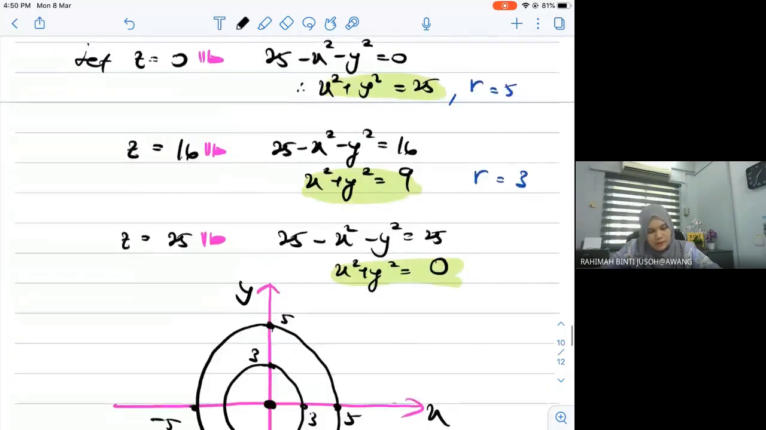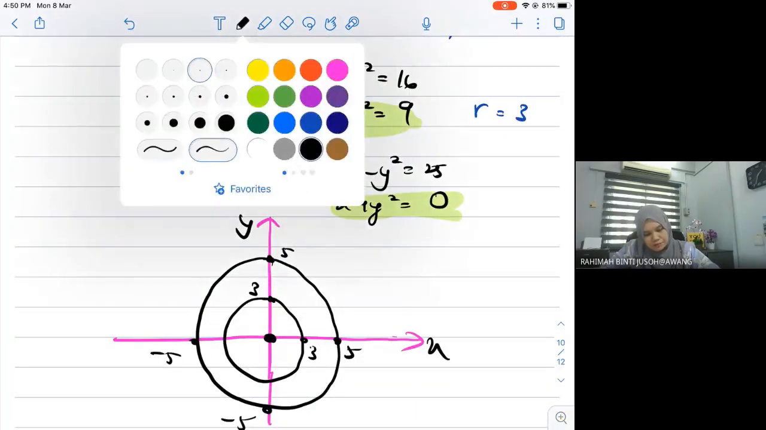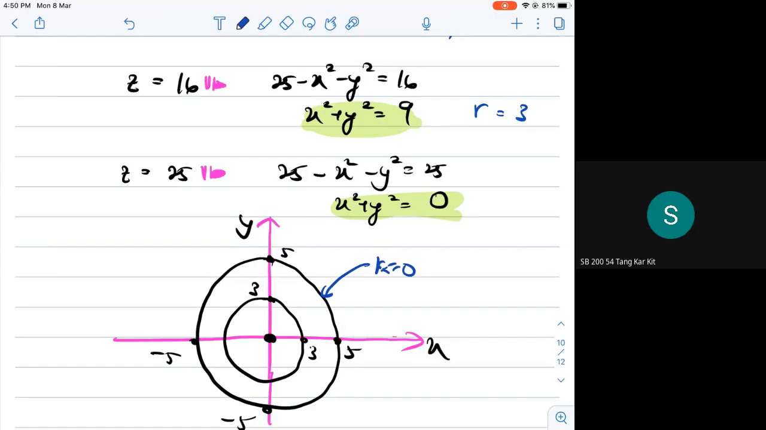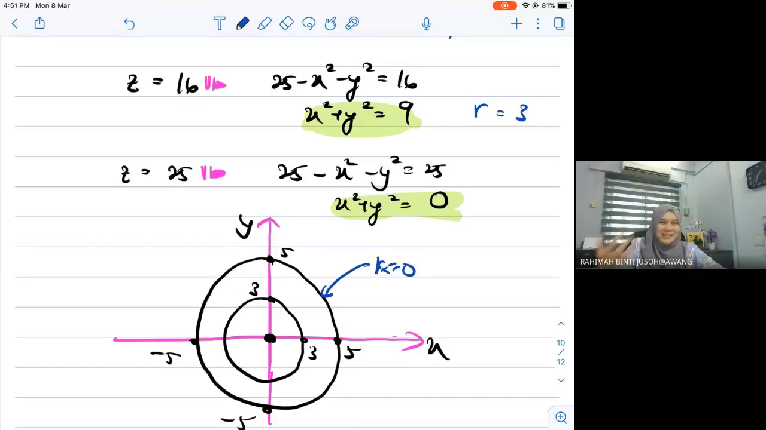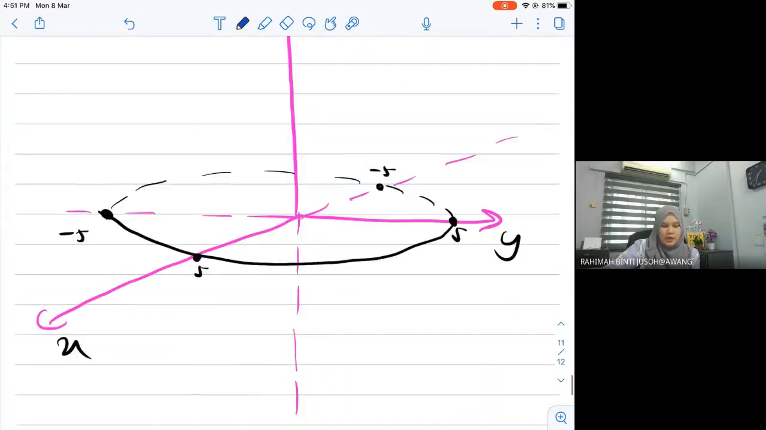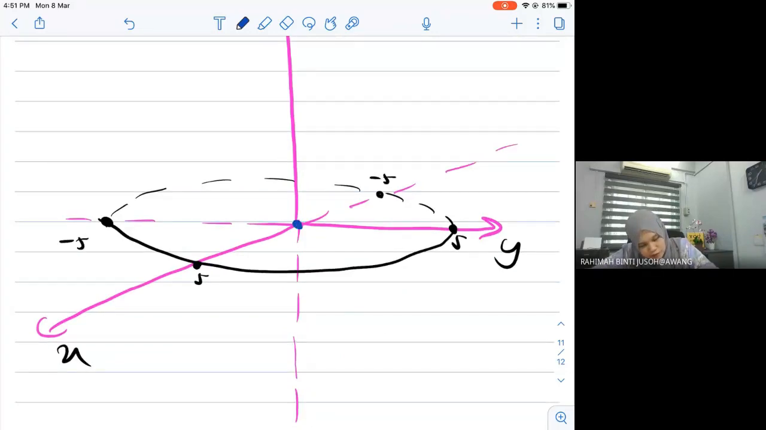As we know, the value here is when K equals to 0. Okay, apa maksud K? Apa maksud K, guys? K means level curve. Okay, correct. K means height. Alright, K means height, ketinggian. Alright, so pada level K equals to 0, bermaksud you punya CD tu berada pada tapak. Okay, pada tapak. That's why we have when the values of K equals to 0 here. When K equals to 0.